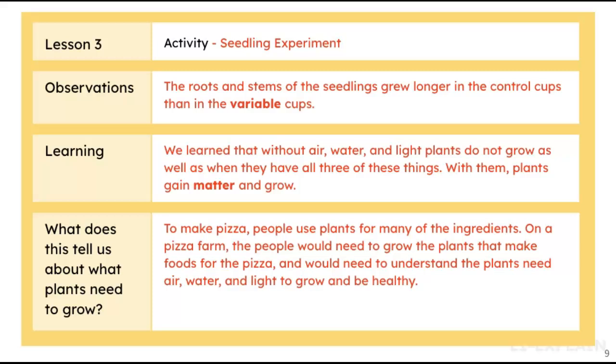From the discussion, students should understand that to make pizza, people use the plants for many of the ingredients. On a pizza farm, the people would know to grow the plants that make foods for pizza and would need to understand that plants need air, water, and light to grow.